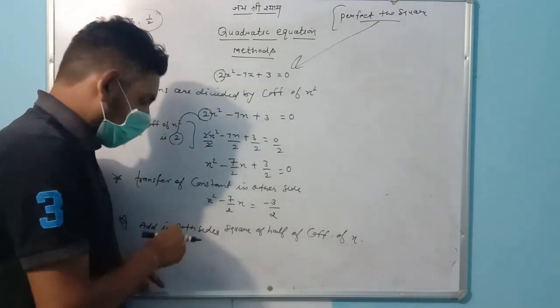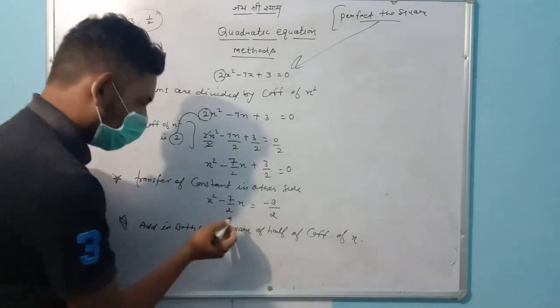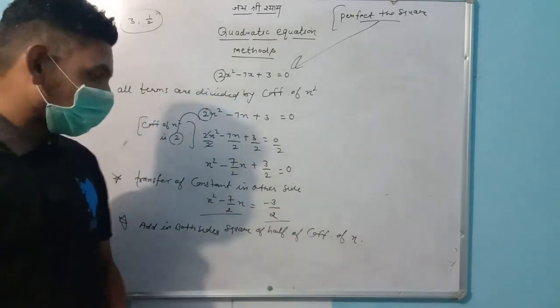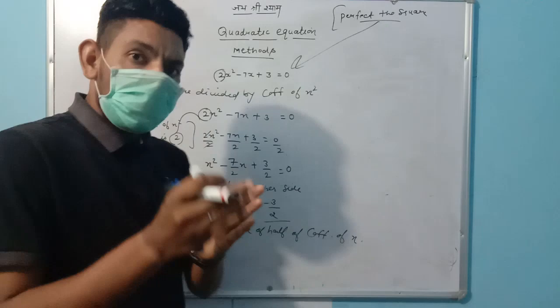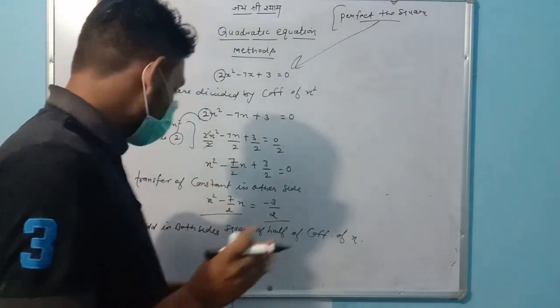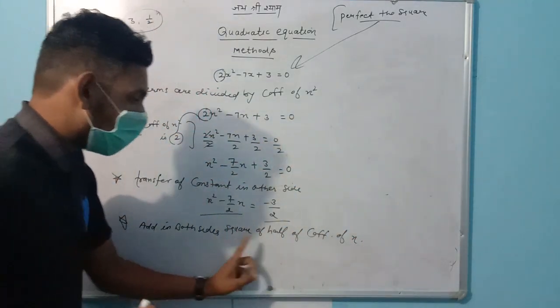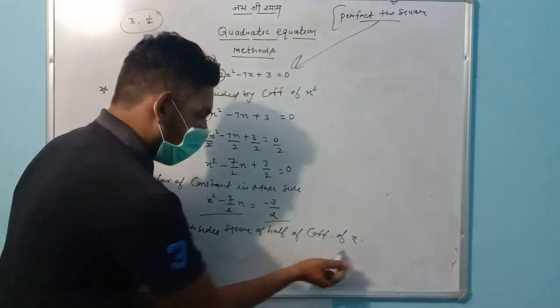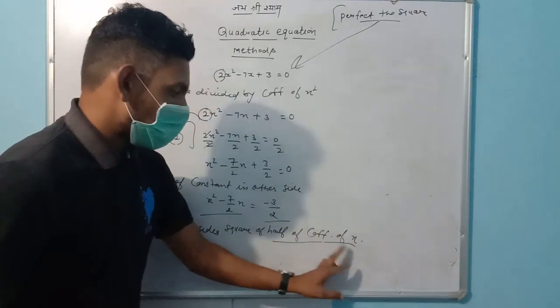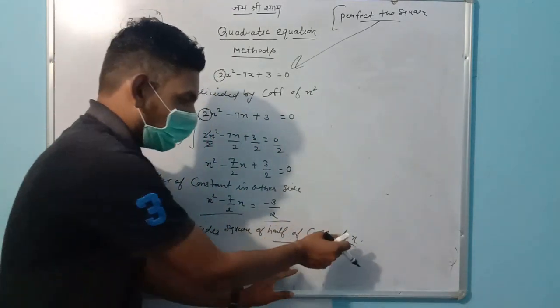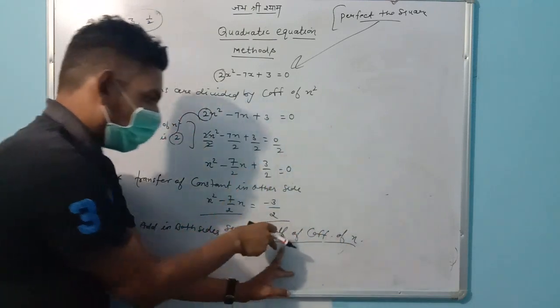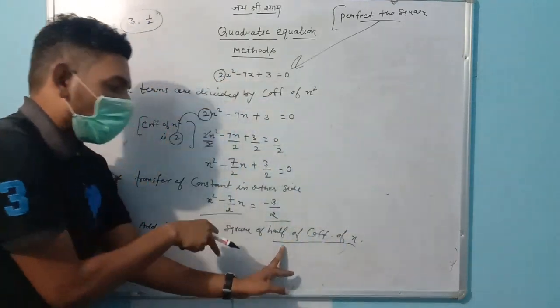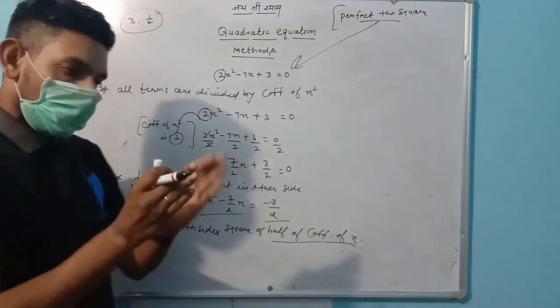What means of this step, students? Add in both sides. What is both sides? One side and second side. What we will add in both sides is the square of half. First you do half of the coefficient of x, and after we do the square of the half, and after we add in both sides.